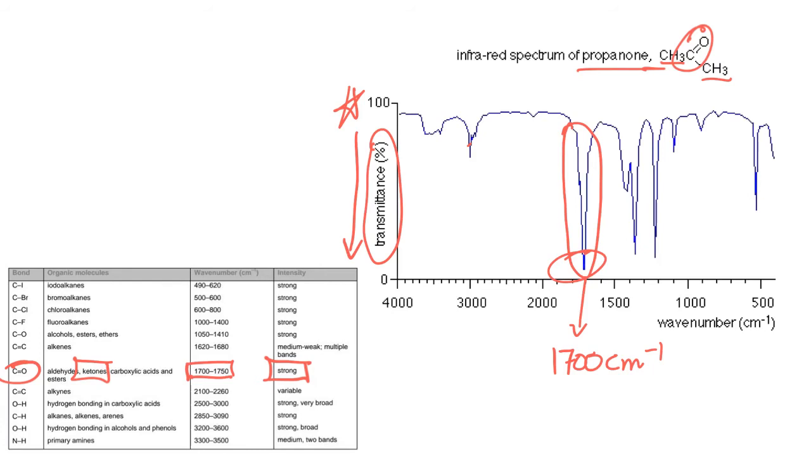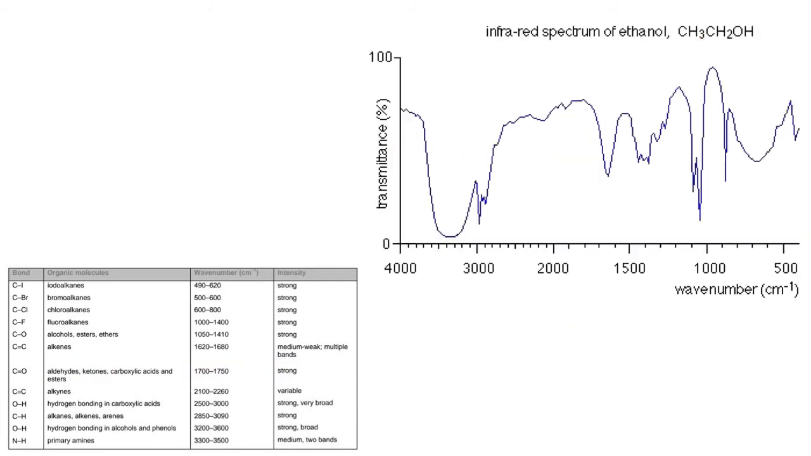Really that's the only band that gives us a good amount of information here to interpret the structure. I think the other thing to point out is that if it wasn't a ketone, if it was like a carboxylic acid or an ester or something, well, maybe not an ester, but you would see other bands, and the region you would want to look at is here especially, because that's going to give you information about whether it's a carboxylic acid or not. Okay, so this one's a really easy example. Let's interpret another one now.